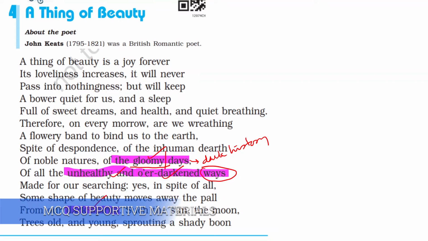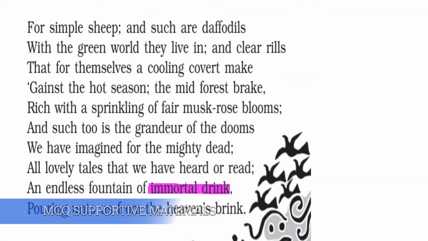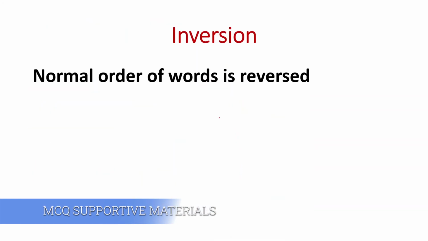Dark spirits. Spirits could not be dark. So here also the literary device of transferred epithet is used. Immortal drink. A drink can't be immortal. So here also we can see the use of transferred epithet. Now let us move on to the next poetic device.